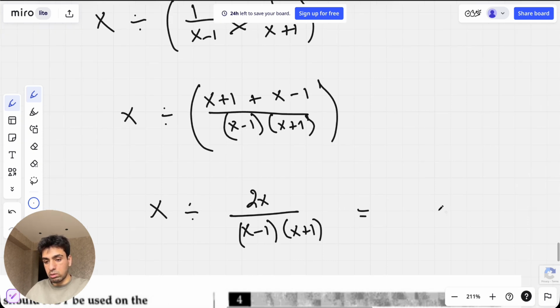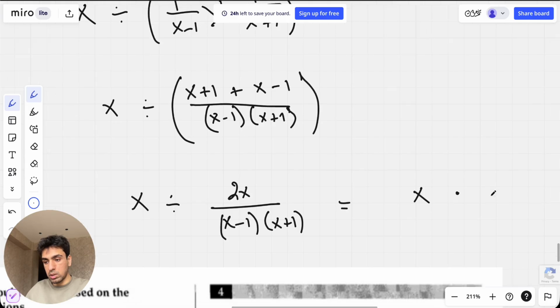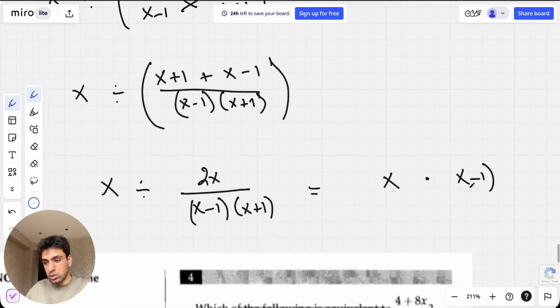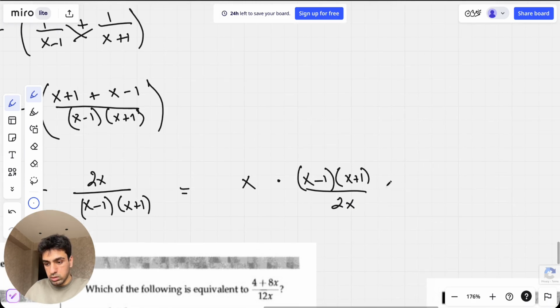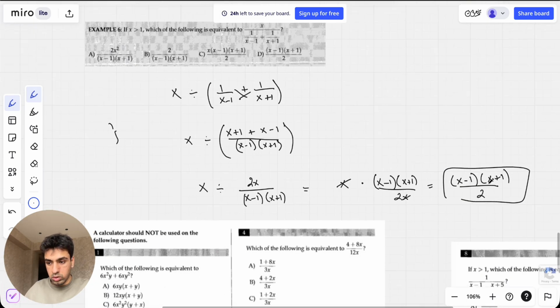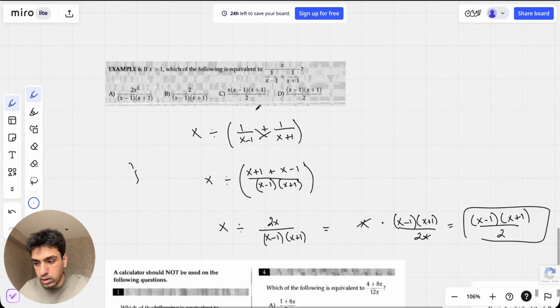So that means we can write this as x multiplied by x minus 1 and x plus 1 divided by 2x. Now we can simplify this further. You can cancel the x here and here, which means you're left with x minus 1, x plus 1 divided by 2. That should be your answer. And that is going to be D.